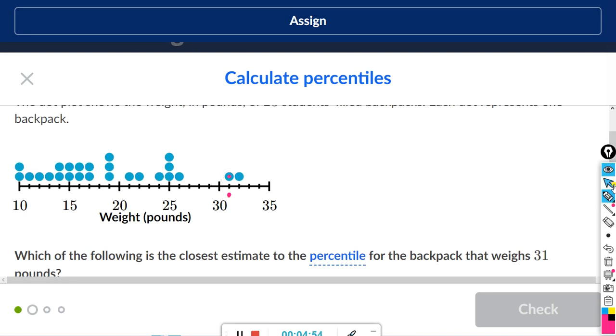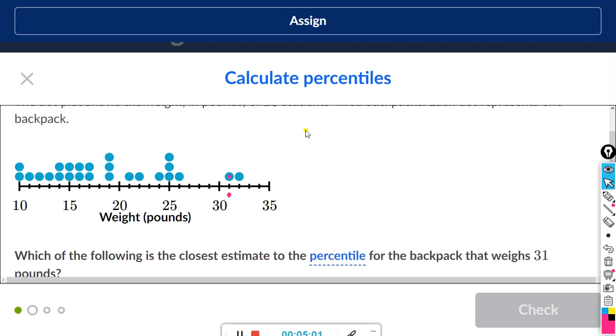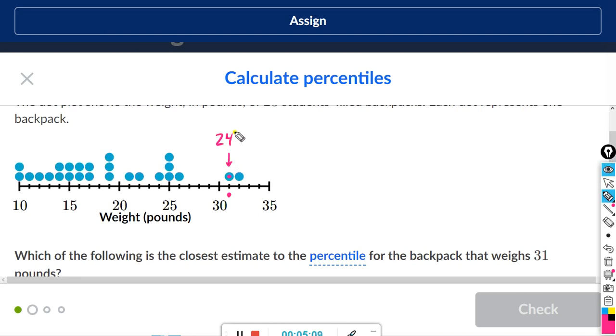And they said this is for 25 backpacks. So we're looking at dot number 24. Remember, we start at 0% on the left, and toward the higher end, that's going to be toward the 100th percentile. So we have number 24 out of 25.